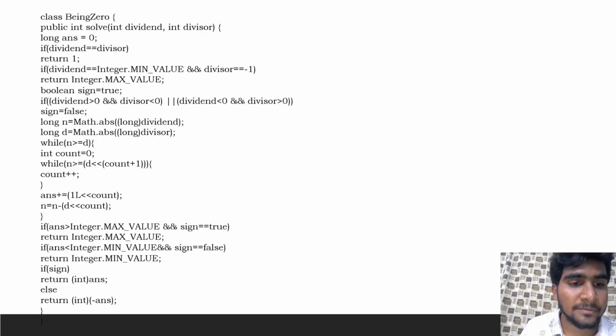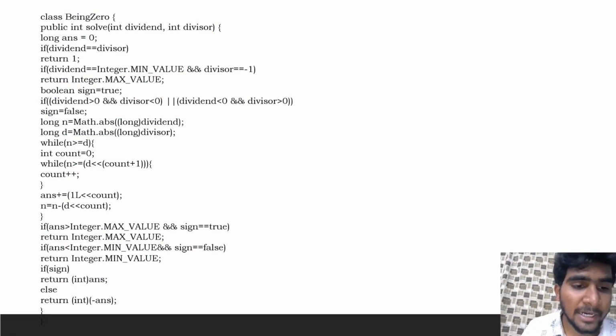Now, I told that we do a while condition, where every time we check that the remaining part is always greater than the divisor. So I'll take count equal to 0, while n greater than or equal to d left shift count plus 1, I'll increment count. Now I'll add to my answer 1 left shift count. Now the remaining part is n minus d left shift count. In this way I will calculate the answer.